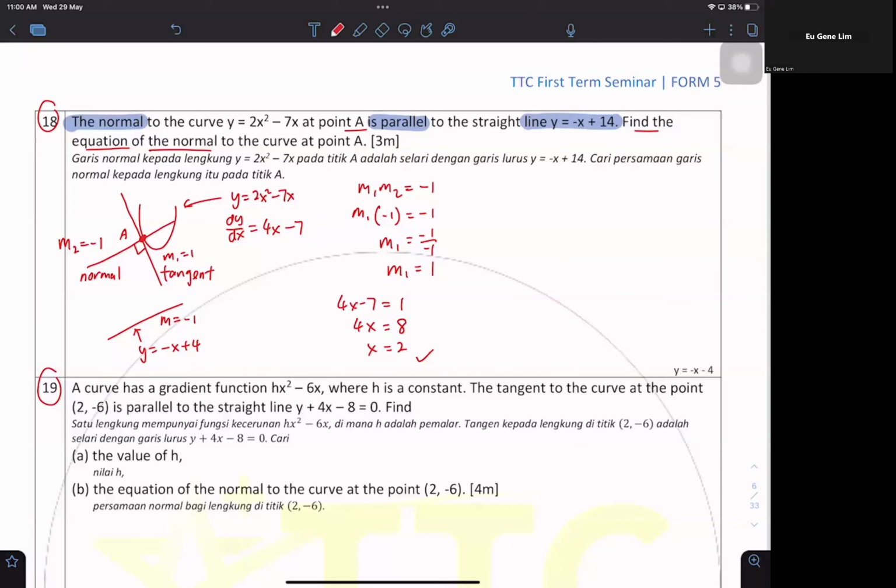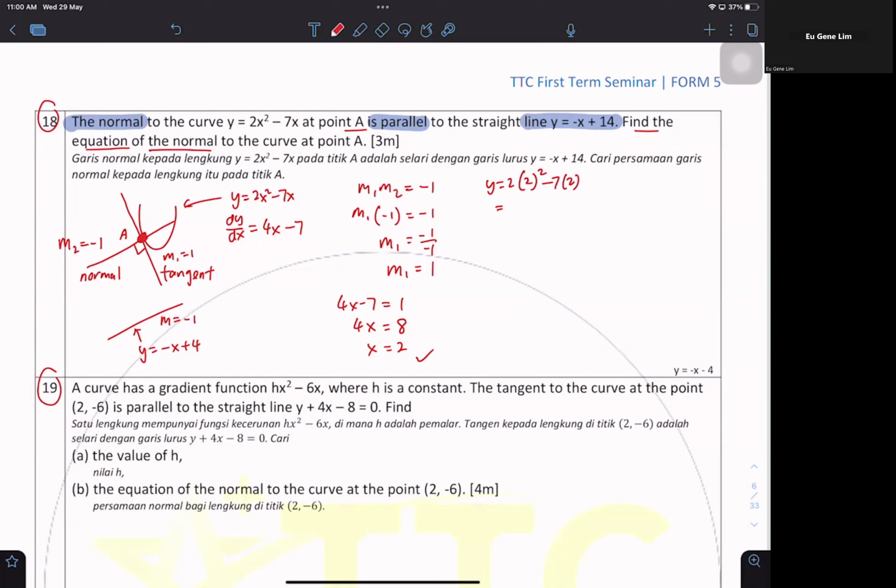What does that mean? It means that x equals 2 is the x-coordinate of point A, this point. But x is not enough. You also need to find y, right? So how to find the y? Sub into the original curve, the original equation. Then you find the y. Let's do it. y equals 2 times 2 to the power 2 minus 7 times 2. Which is, press calculator.